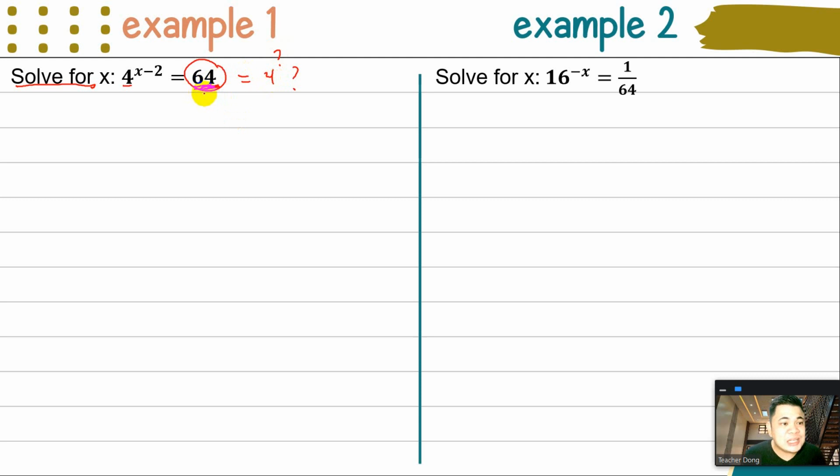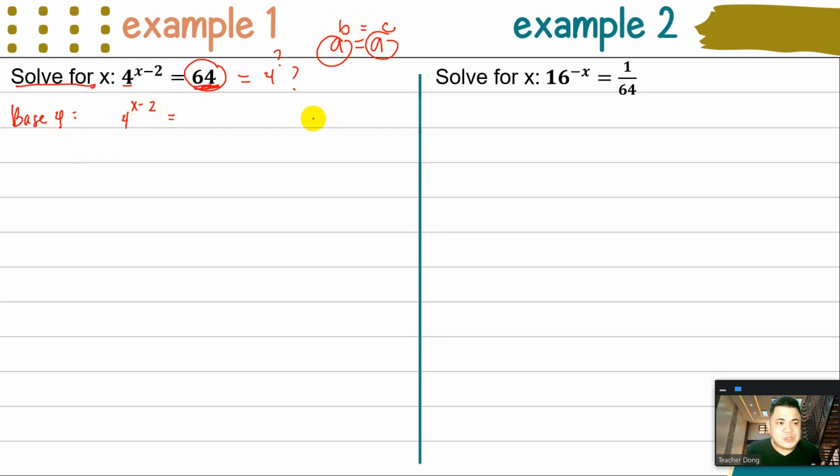We have to make 64 a power of 4, with the exponent that will make it back to 64. That's the idea that we're going to use here. So we will be using the base of 4. Again, our goal in the inequality is to make the bases similar so that you can equate the exponents. So in this case, we're going to make 64 a power of 4. So just bring down this one, 4 raised to the power of x minus 2 equals 64.